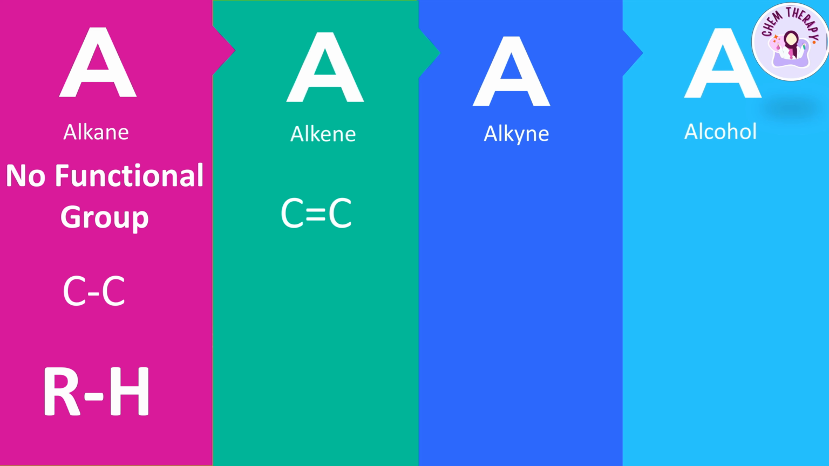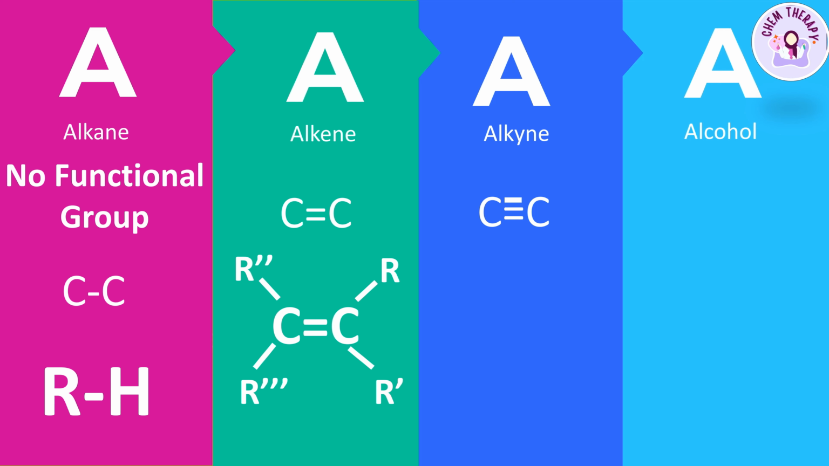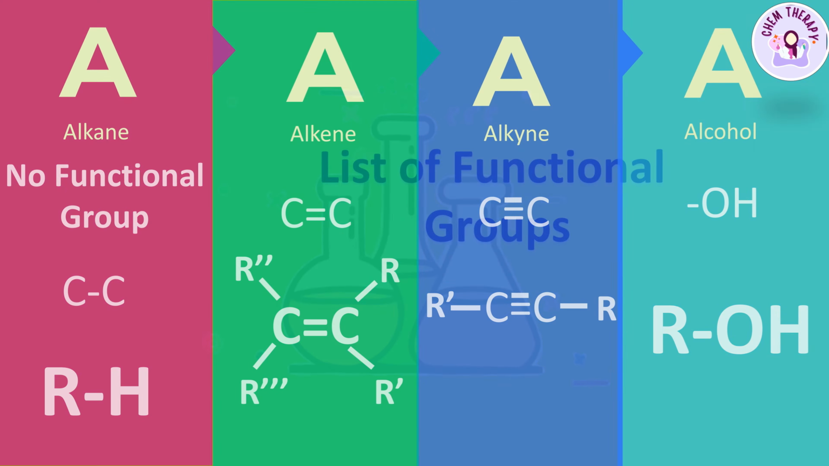Alkene contains the carbon-carbon double bond. They are generally represented by a carbon-carbon double bond with the 4 R or alkyl groups attached, 2 with each carbon. Alkynes contain a triple bond. They are represented by a carbon-carbon triple bond with the 2 R groups attached. Alcohols contain the functional group OH. They have the general formula ROH.